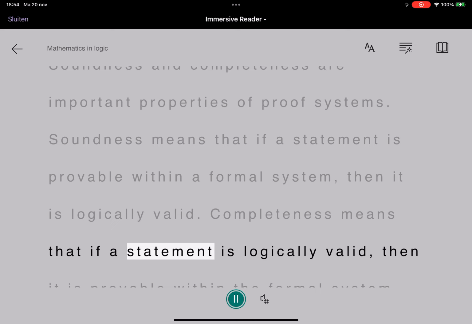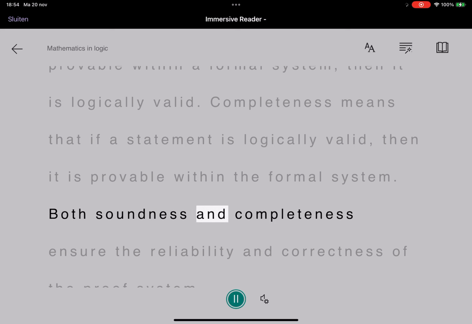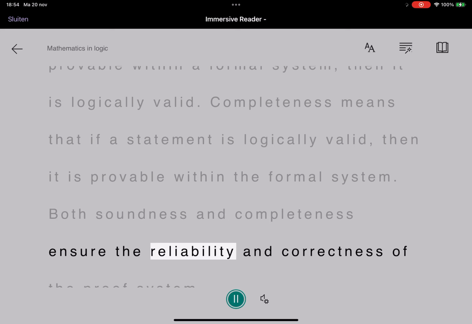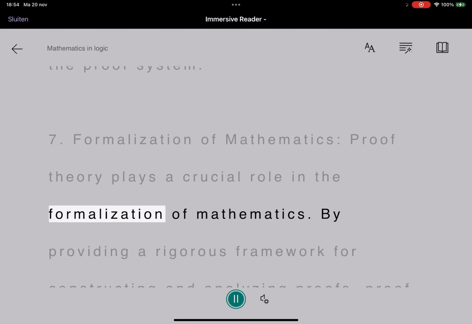Completeness means that if a statement is logically valid, then it is provable within the formal system. Both soundness and completeness ensure the reliability and correctness of the proof system. 7. Formalization of mathematics. Proof theory plays a crucial role in the formalization of mathematics.